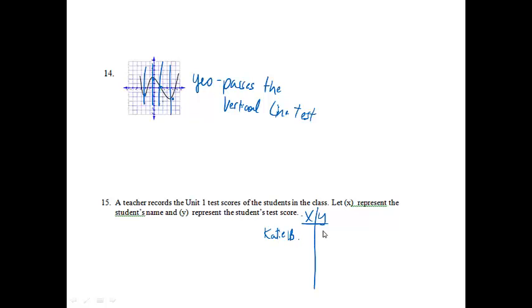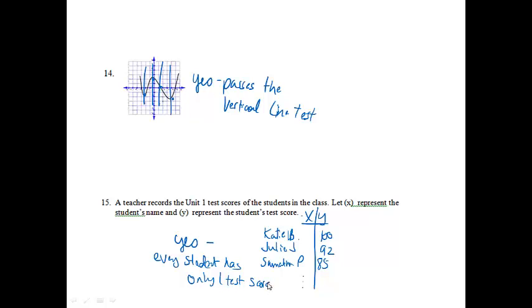Katie B got a 100 on the test. Julie J got a 92. Samantha P got an 85, and I could go on. Okay, my question that I need to ask myself, could I write Katie B's name again and her get a different test score? No, I could not, because she only got 1 score for this test. So this is yes, and I will say every student has only 1 test score. So we are fine on that.